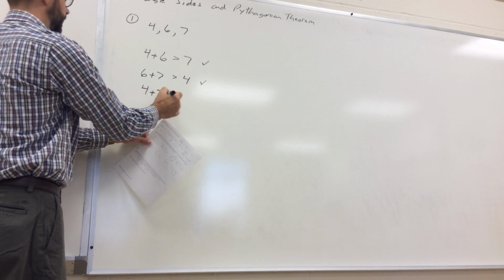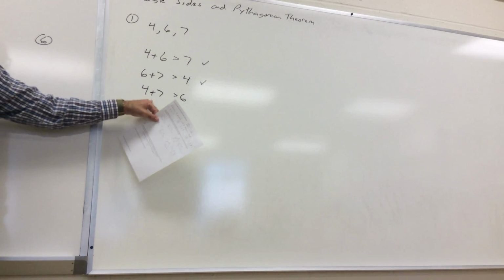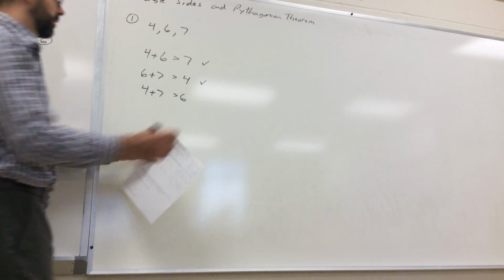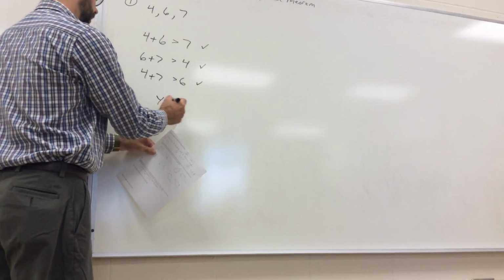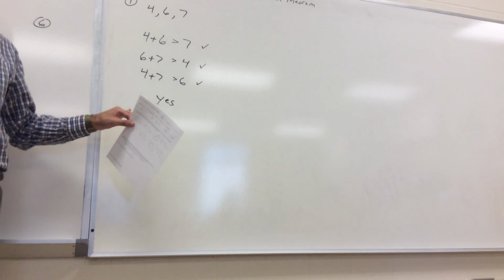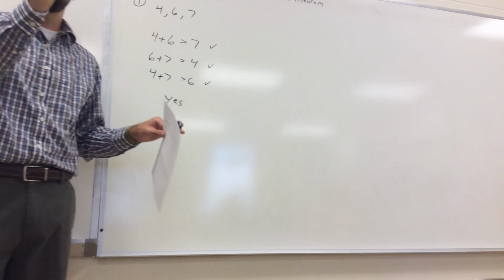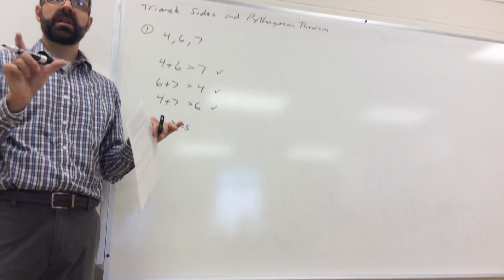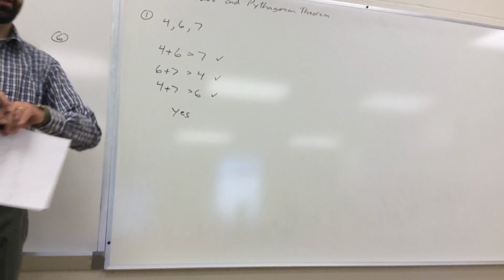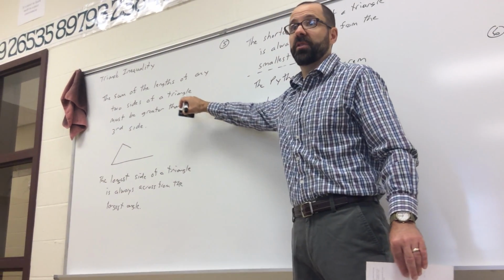4 and 7, we need to see if that's bigger than 6. And 4 and 7 add up to 11. And that is bigger than 6. So we're all good. Okay, so the answer is yes. These three side lengths, so if we had a 4-inch piece, a 6-inch piece, and a 7-inch piece, they could connect to form a triangle. It would reach. And the way you check is you have to see if any two sides added up is bigger than the third side.